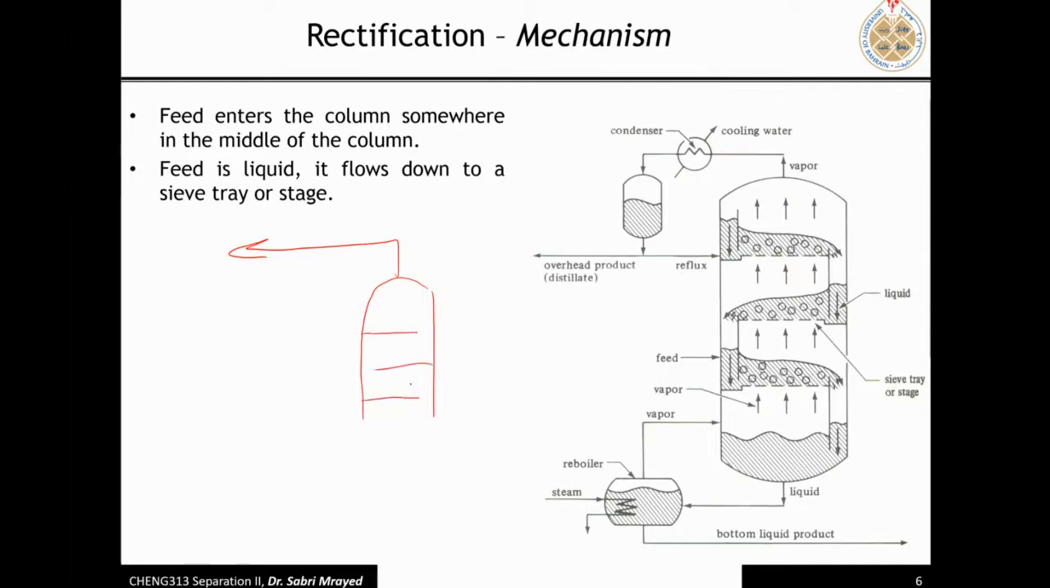Now we have vapor going up here, and at each stage we need both vapor and liquid. Where are we going to get the liquid from? If there is no liquid going back, where are we going to get the liquid at each stage? We don't have liquid. That means all of these stages are useless, because the vapor will not find any liquid here.